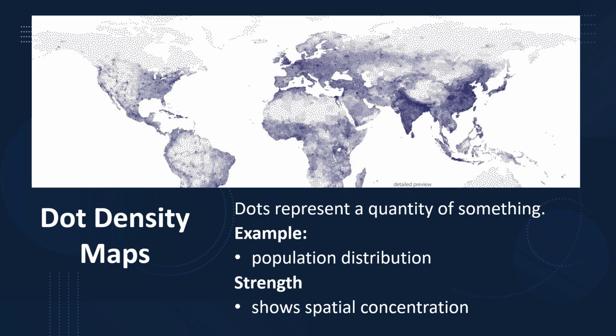Dot density maps use dots to represent a quantity of something. The more dots in a region mean the more of whatever value is in that area. For example, population distribution maps, like the one shown, show areas of high population in the world. The dot density map here shows large concentrations of people in China and India, East Asia. The strength of this map is it shows spatial concentrations.